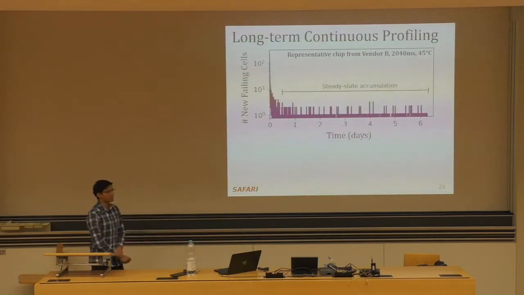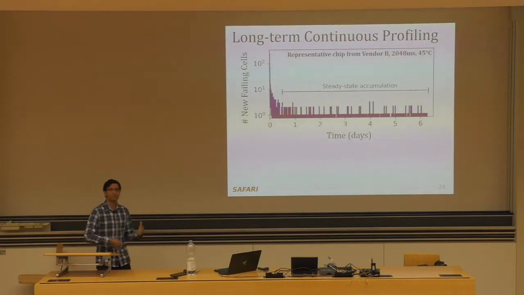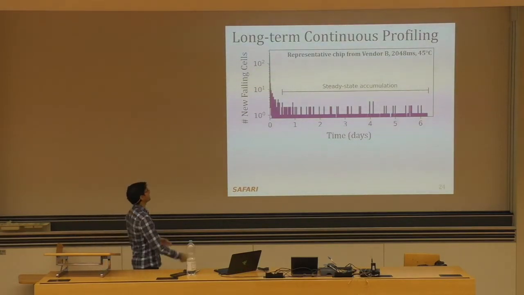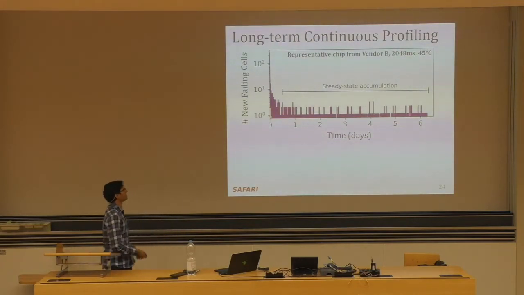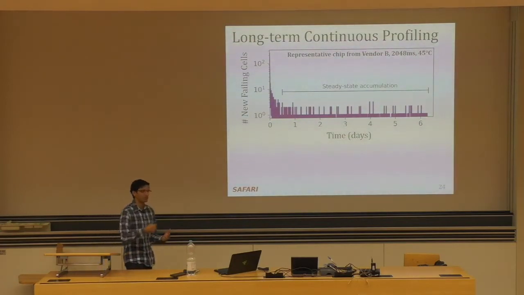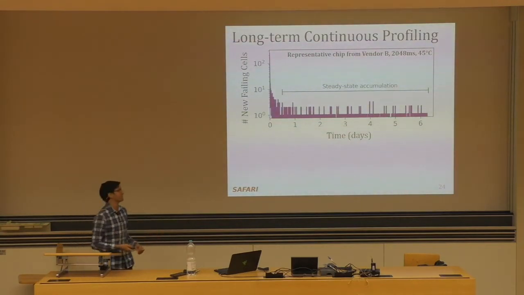So the first study is on variable retention time, and we approach this by showing a long-term continuous profiling study. So here this plot shows some data taken from a representative device at a fixed refresh interval of 2048 milliseconds, which is considerably higher than the default of 64. So we expect errors. On the y-axis here, we show the number of new failing cells that appear throughout our profiling steps over the x-axis, which shows time. And this is in days, so this is over about a week of data collection.